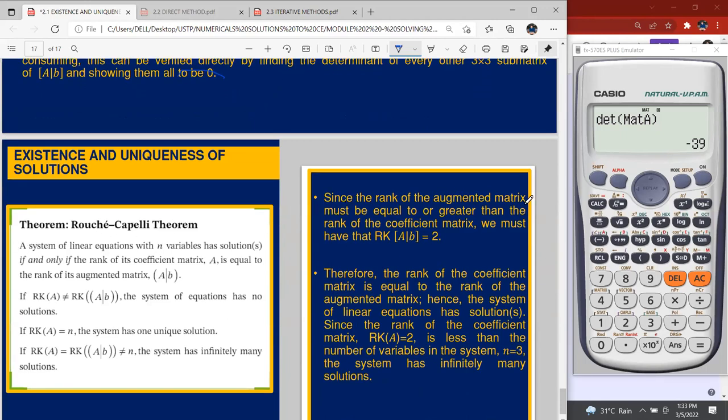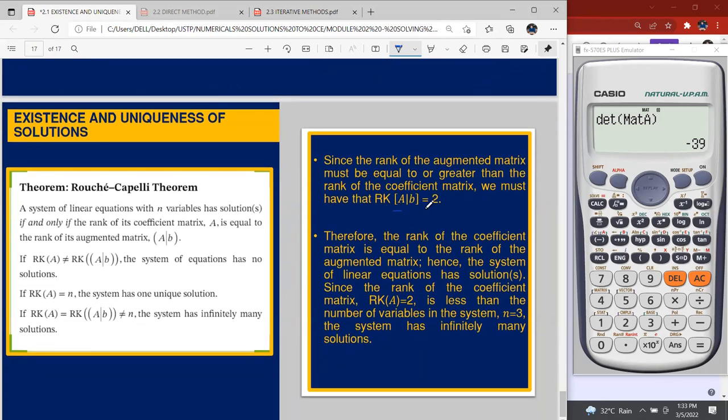Next, since the rank of the augmented matrix must be equal to or greater than the rank of the coefficient matrix, we must have that the rank of augmented matrix AB is equal to 2. Therefore, the rank of the coefficient matrix is equal to the rank of the augmented matrix. 2 gyapon. Rank A is equal to the rank of augmented matrix AB, but not equal to the number of unknowns or number of variables.